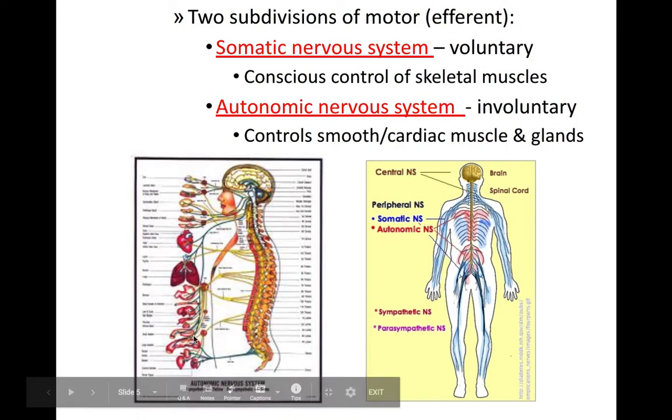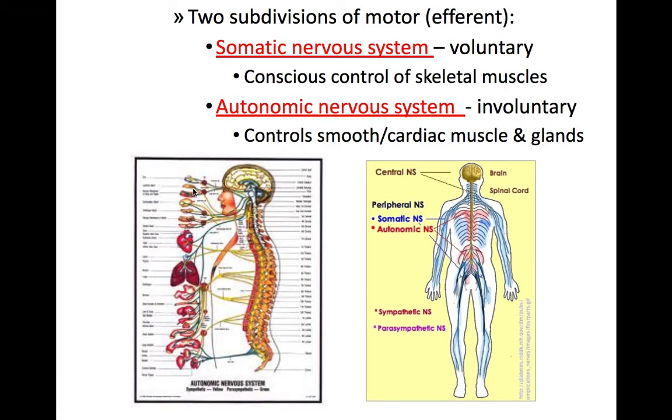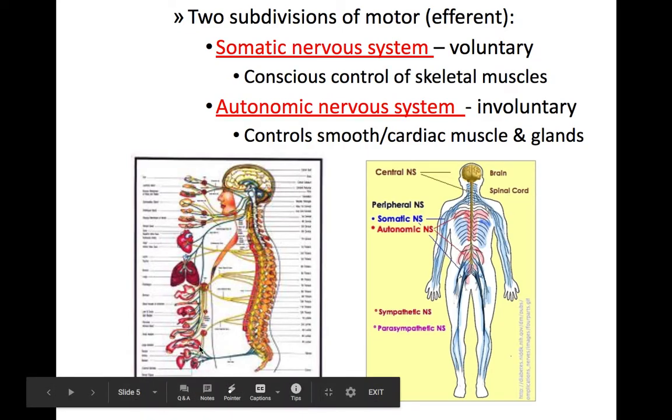And then over here you can see all of the different organs that are innervated by the autonomic nervous system, or the automatic involuntary subdivision of the motor nervous system. So things like your eyes, your blood vessels, your heart, your intestines, your stomach, those are all pictured here. And we're going to learn more about them way later on in this unit.